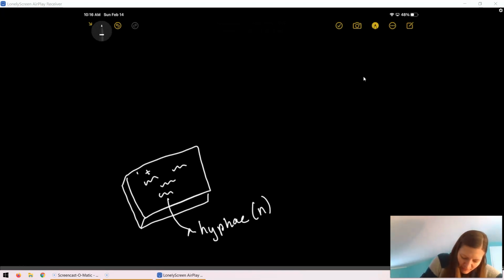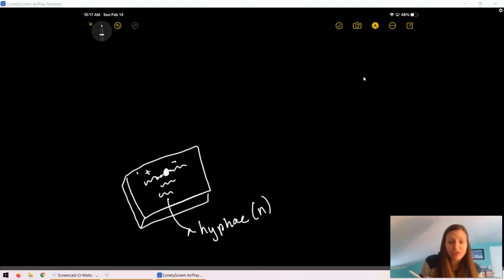So hyphae can be either positive or negative type. You can kind of think of this as male and female. It's just fungi don't really have those designations because there's not egg and there's not sperm, but we do still have this idea of opposites. So there's a positive mating type and a negative mating type. And these grow and they get closer and closer and then they touch.